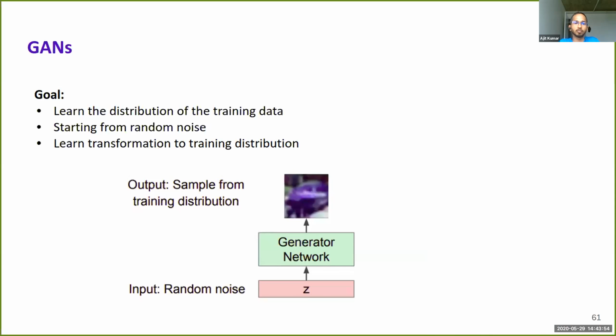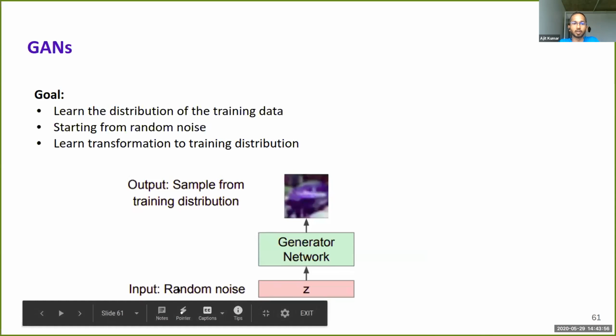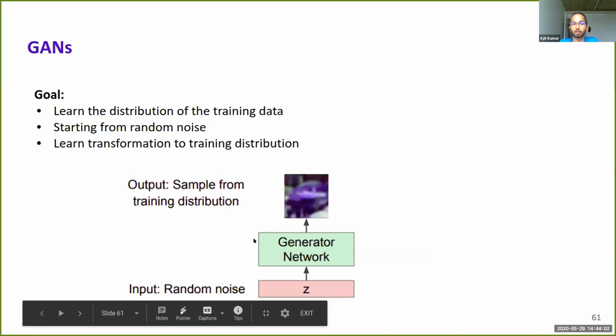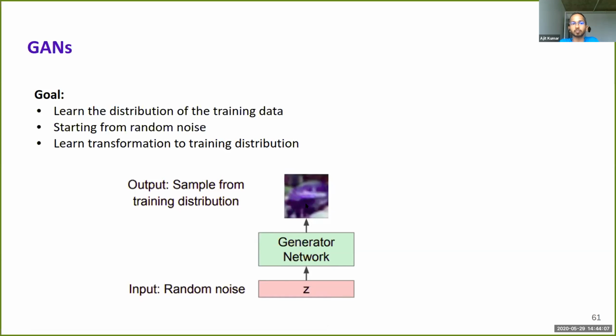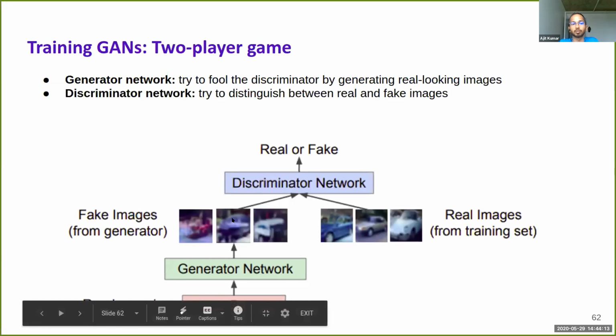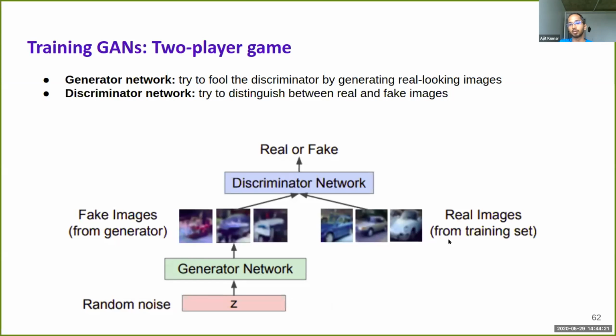So we have this input latent representation Z as random noise, and we'll have some network, which could be some sort of neural network, which would try to generate some image. Then this discriminator network has access to two things. One of them is the generated images from the generator network, and the other one is the training images that we have originally.